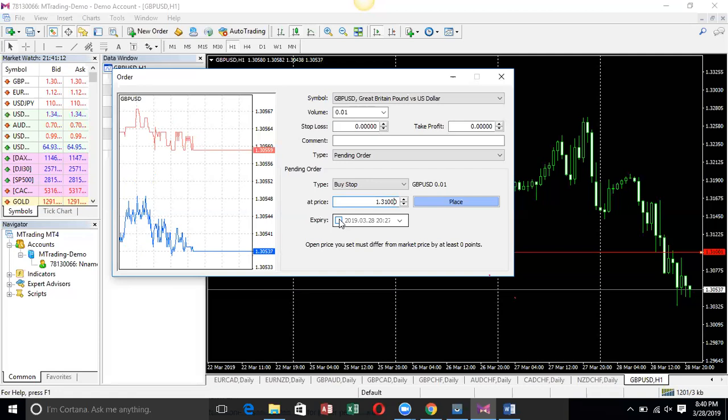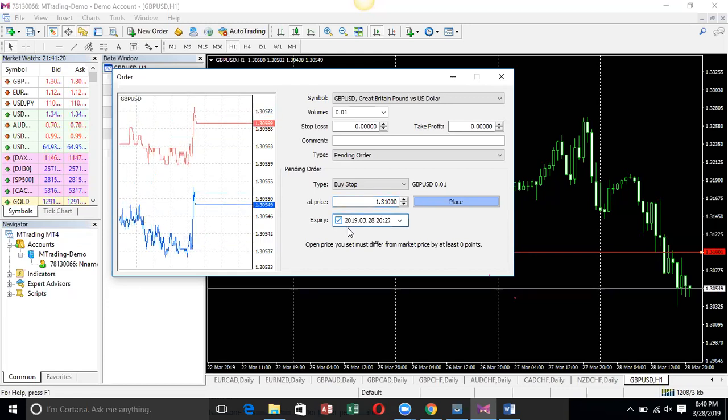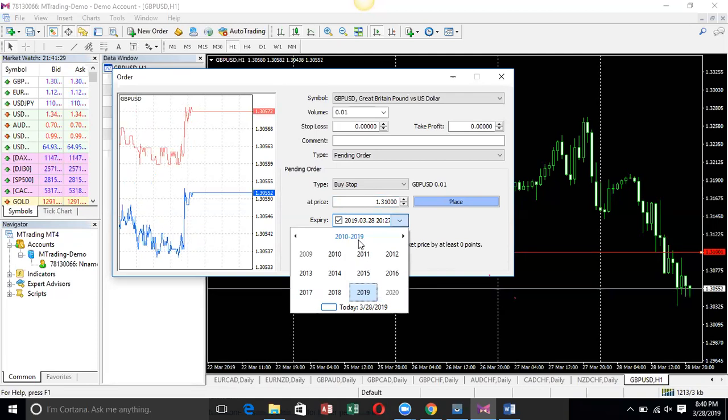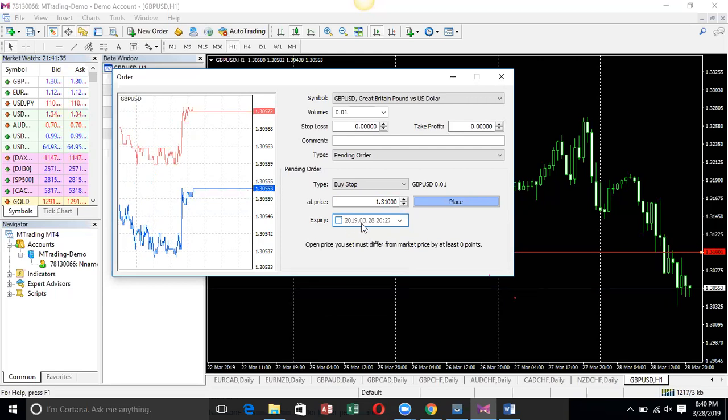This expiry means, if I check the box now, I'm supposed to choose the year I want, the month, the time, the minutes. If I check it and fill these things, it means that if the market did not get to my ask price as of what I filled here, let the trade be cancelled. Let the trade expire. That is the meaning.